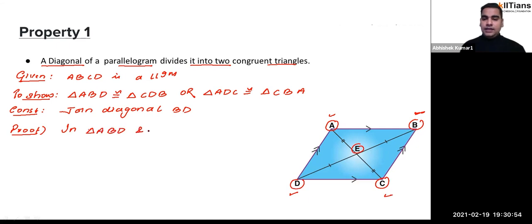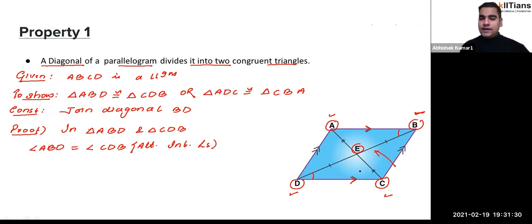In triangle ABD and triangle CDB, what do we have? Because line AB is parallel to CD, and BD is acting as a transversal, this angle will be equal to this angle, alternate interior angles, right? You are going to have angle ABD equal to angle CDB. The reason is alternate interior angles. And why are we saying this?